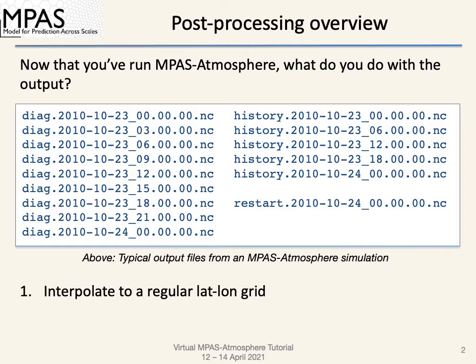So what do we do? Well, one option would be to take these fields on the native unstructured mesh of the model and to interpolate them horizontally onto something like a regular latitude-longitude grid. Once we have those fields on a regular lat-lon grid, we can store that in a rectangular array and manipulate that with many different tools, or visualize it directly using, for example, the NC View tool.